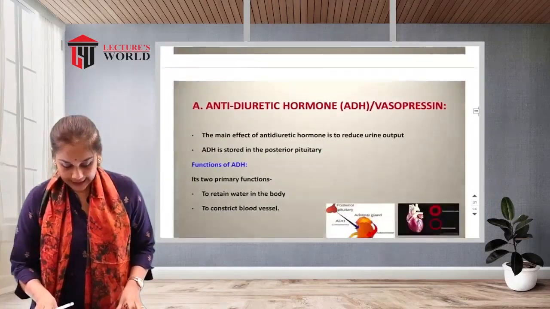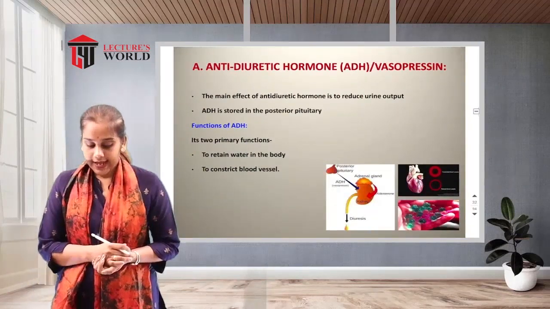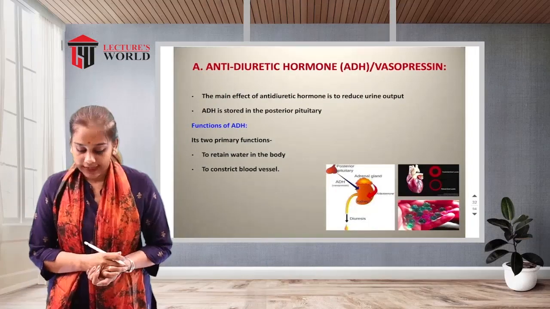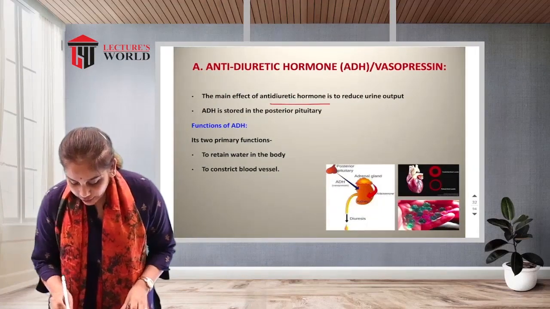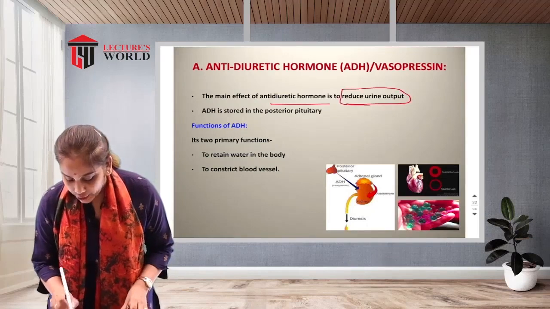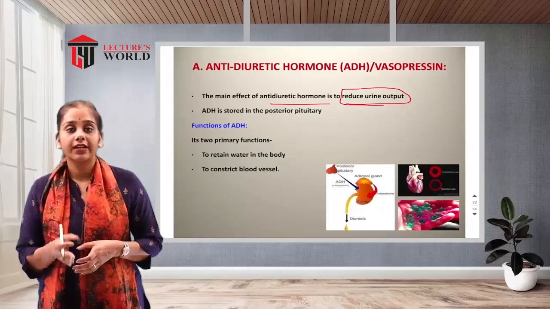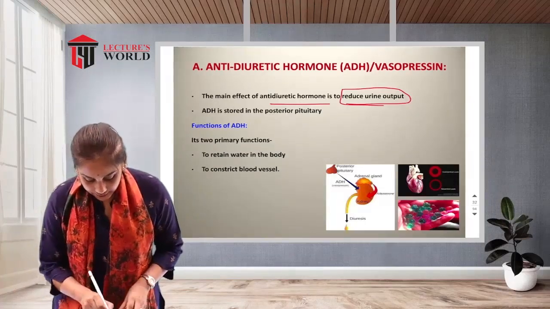So let us see in detail. First is the antidiuretic hormone, known as ADH, or vasopressin. The main effect of the ADH hormone is to reduce urine output. What are they causing? The reduction of urine output from the kidneys or kidney tubules.